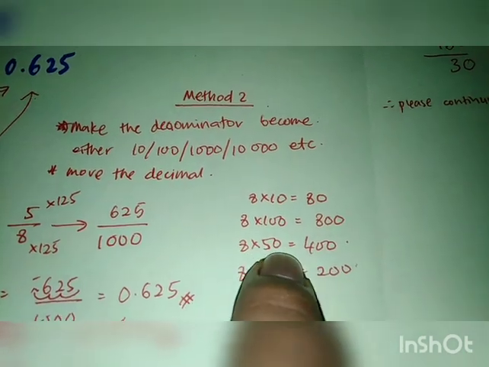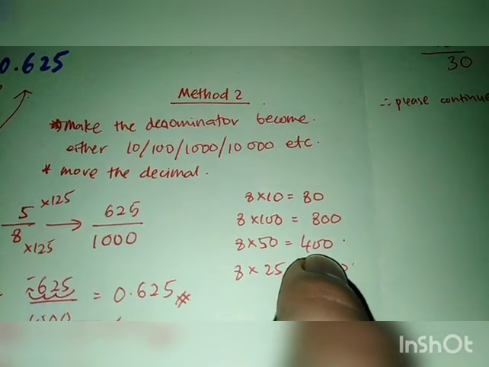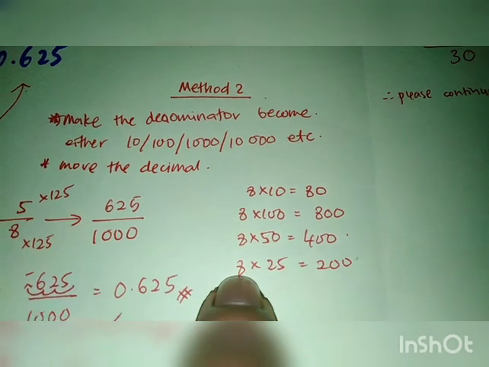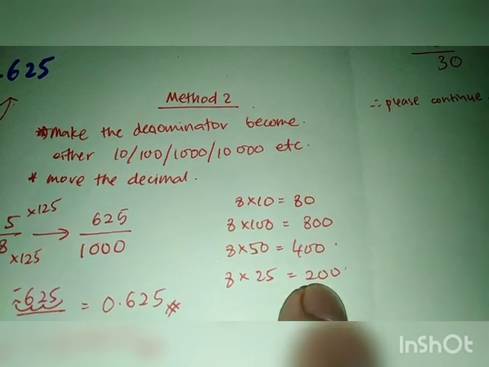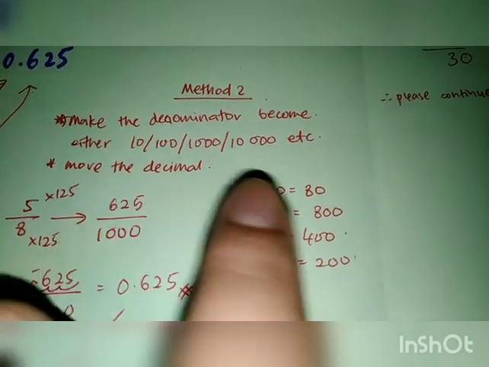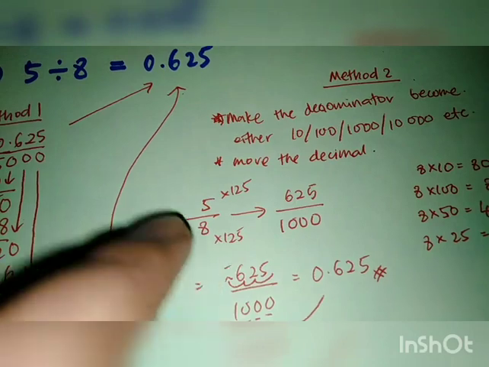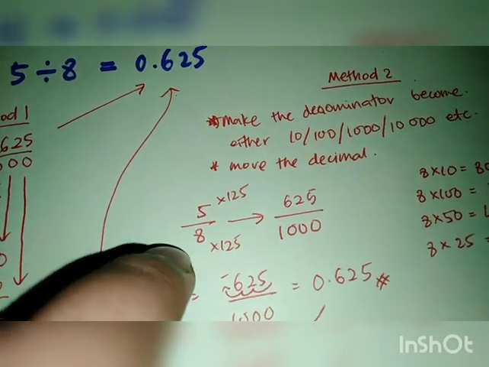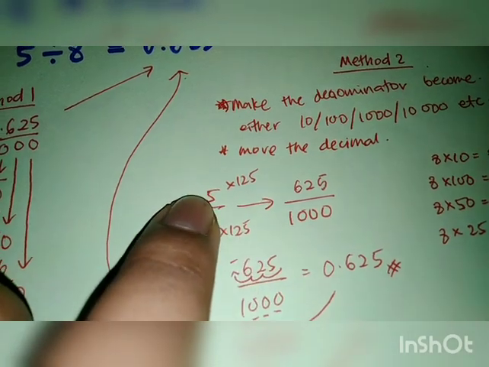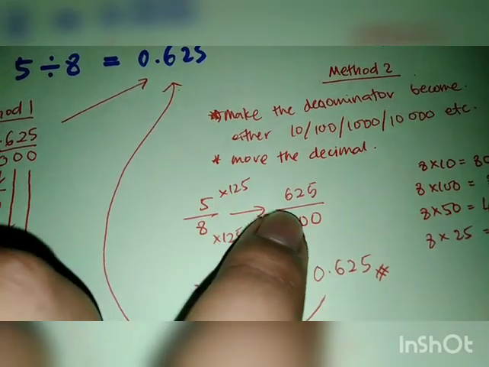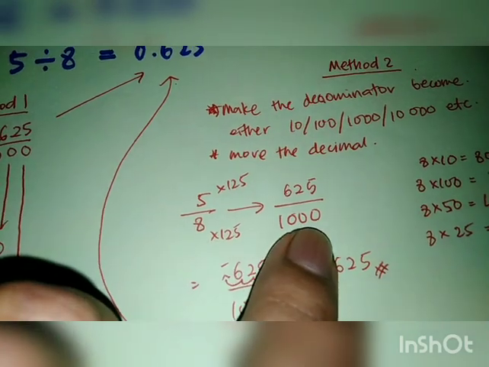So 8 times 50, you will get 400. You only want 200, so I cut it in half. 8 times 25, you will get 200. So 800 plus 200 is equal to 1000. So here it is 100 plus 25, so both numerator and denominator need to be multiplied by 125. So 5 times 125, you will get 625. 8 times 125, you will get 1000.